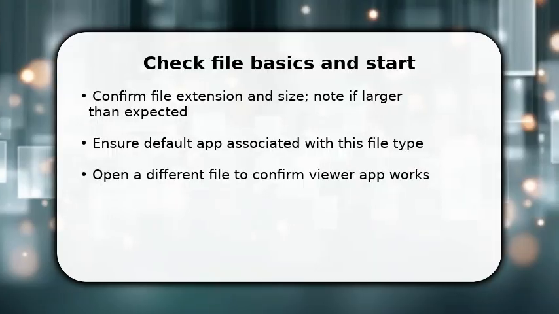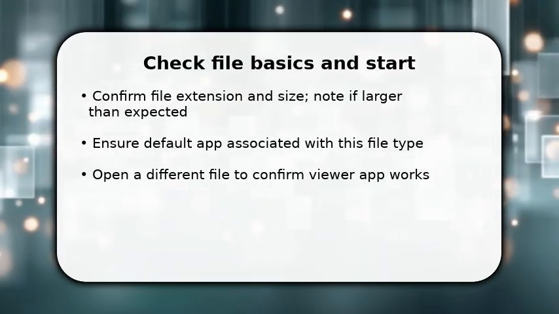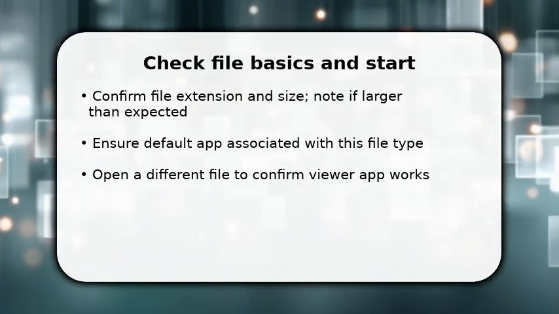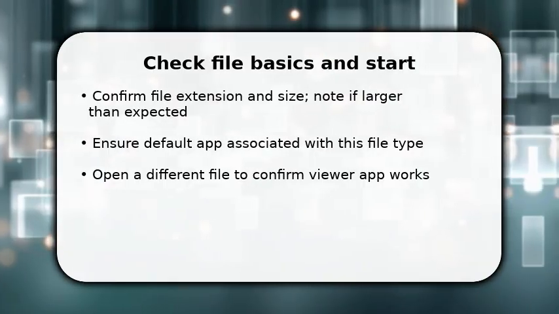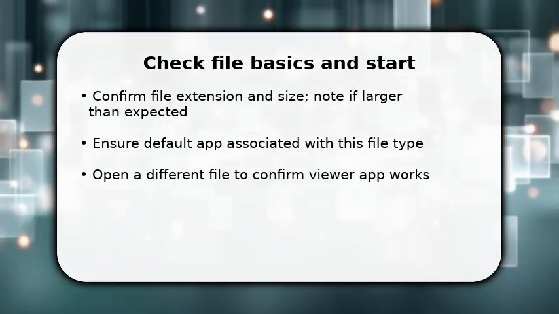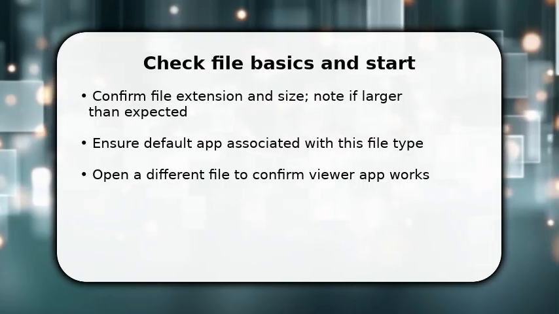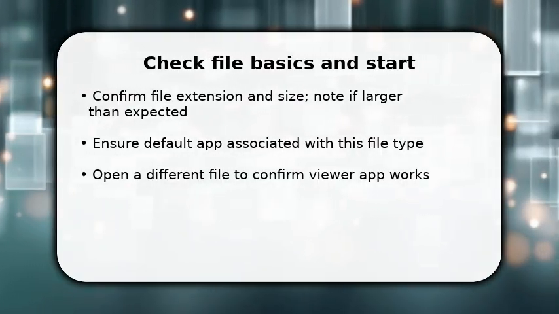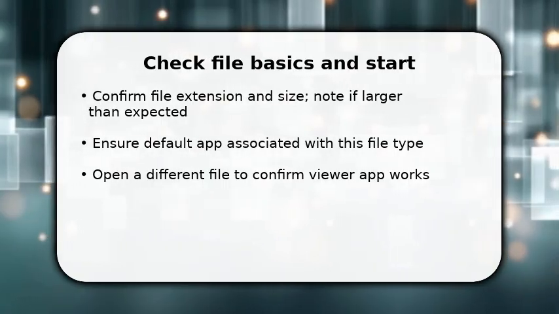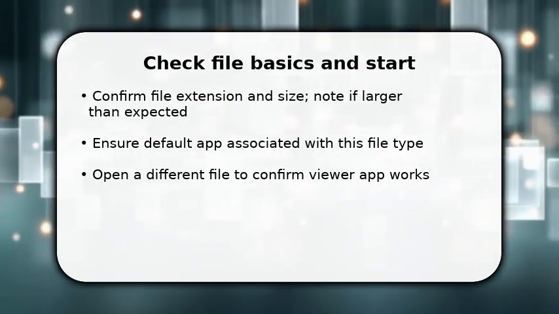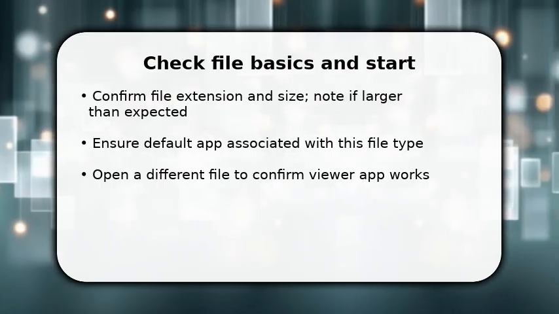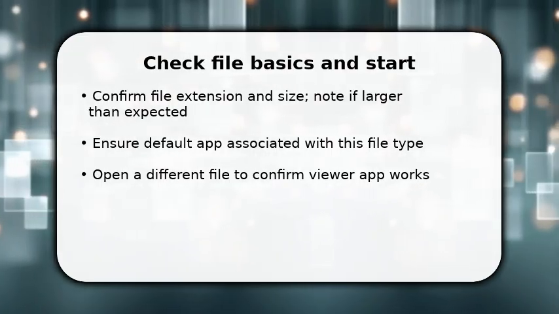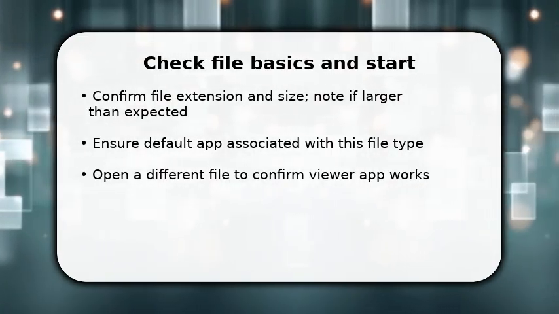You begin by verifying the essentials. Check the file extension and size so you know what you're dealing with. Once done, make sure the default app for that type is set to the correct program. This prevents mismatched previews. Next, open another file of the same type to confirm the viewer app itself can render content. If that other file loads, you've narrowed the issue to this specific file. If not, proceed to the next set of deeper fixes.